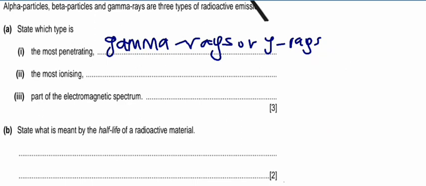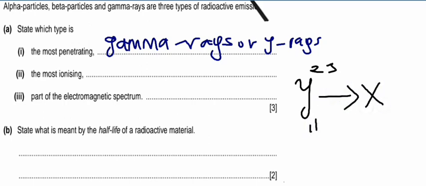So as for gamma rays, suppose we have element Y with a mass number of 23, and the proton number we are just going to take as 11. What is going to be formed here is element X. What usually happens to an element undergoing gamma ray decay is that the mass number remains the same, and even the proton number remains the same, plus the nature of the neutron. Right? So that is what usually happens here.